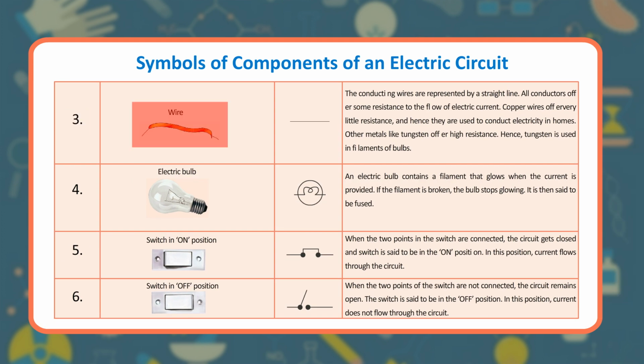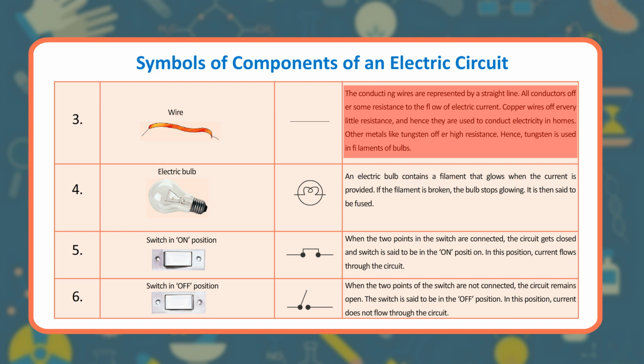3. Wire. The conducting wires are represented by a straight line. All conductors offer some resistance to the flow of electric current. Copper wires offer very little resistance, and hence they are used to conduct electricity in homes. Other metals like tungsten offer high resistance. Hence, tungsten is used in filaments of bulbs.